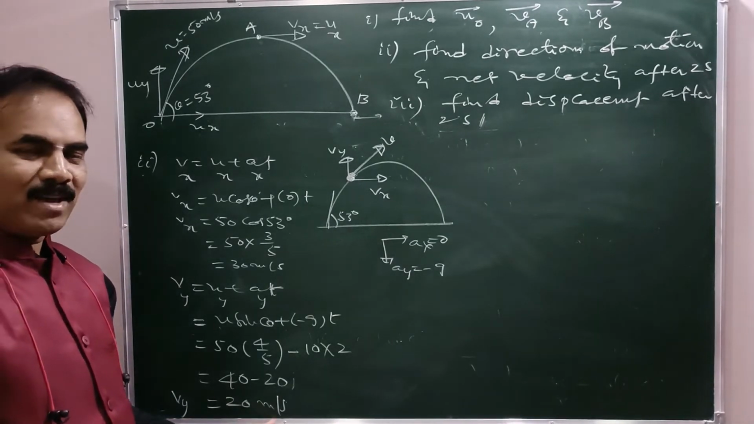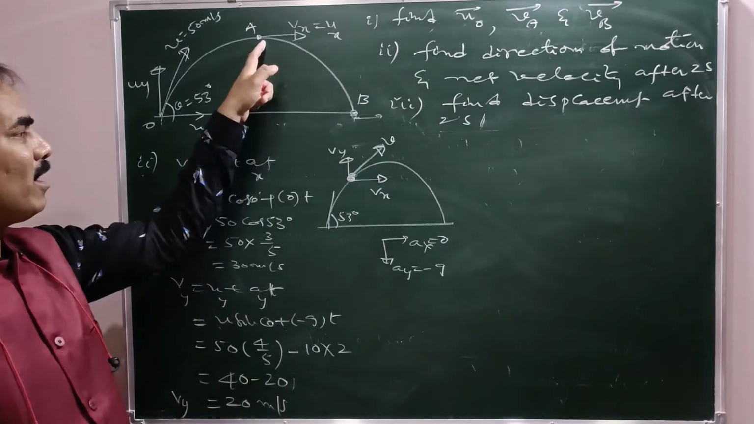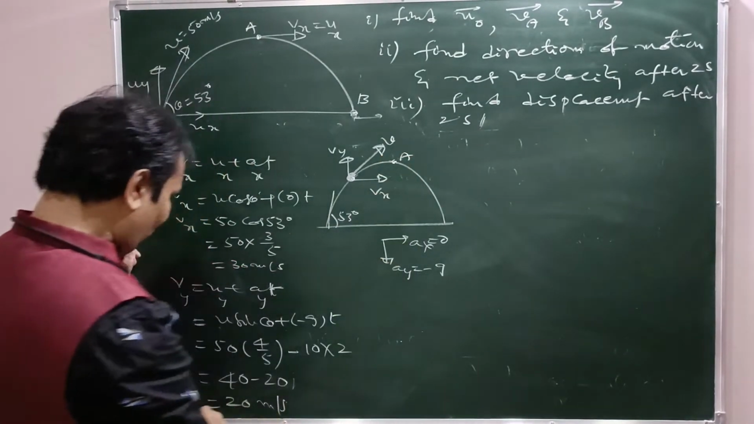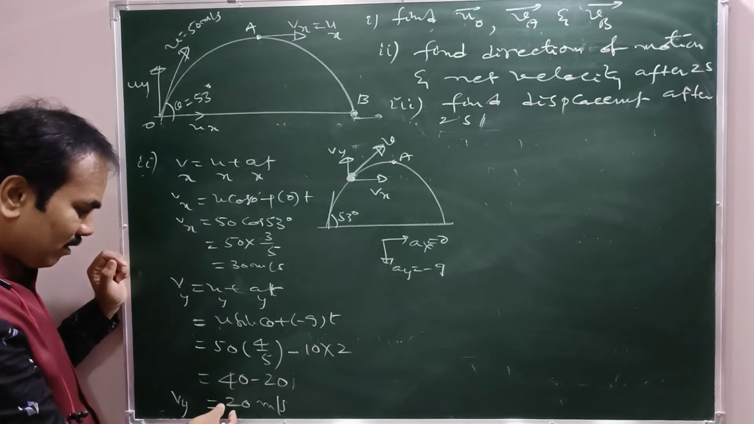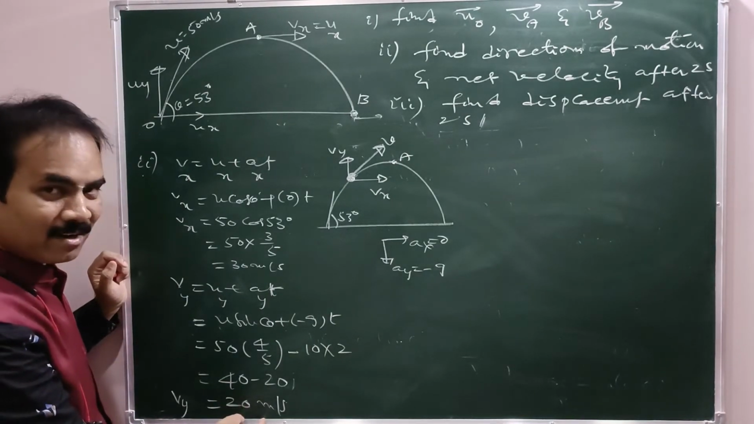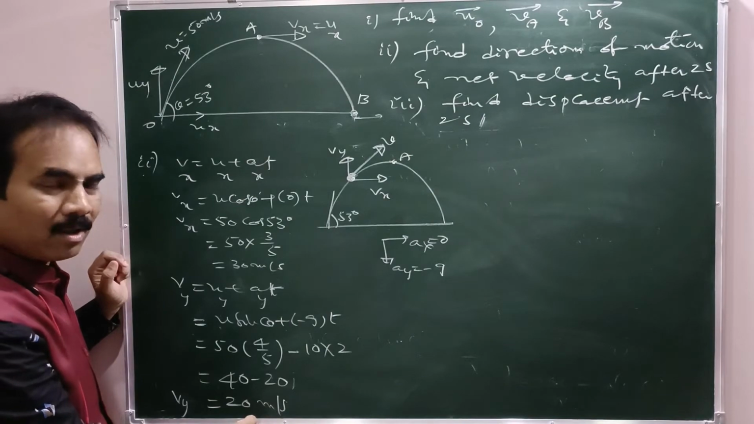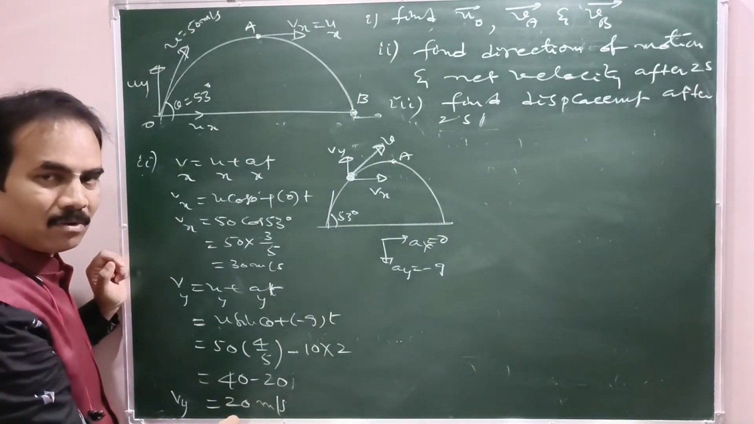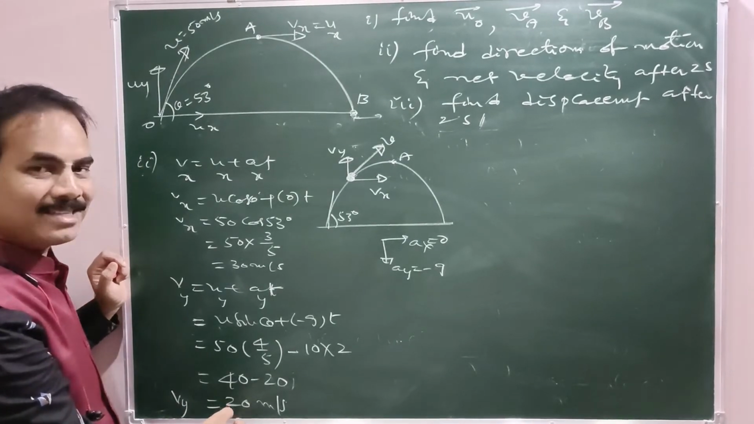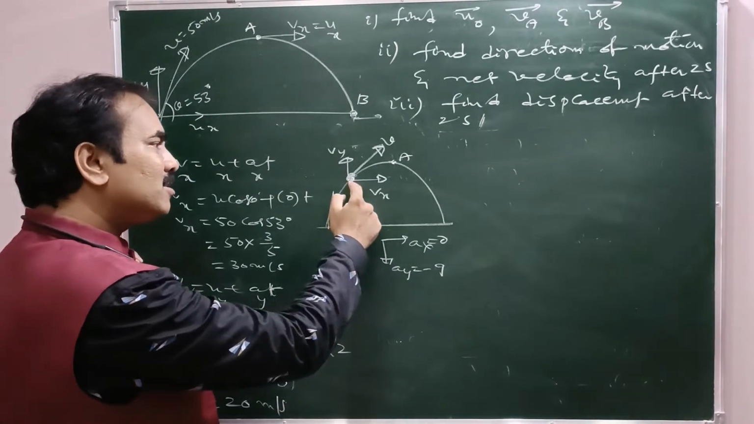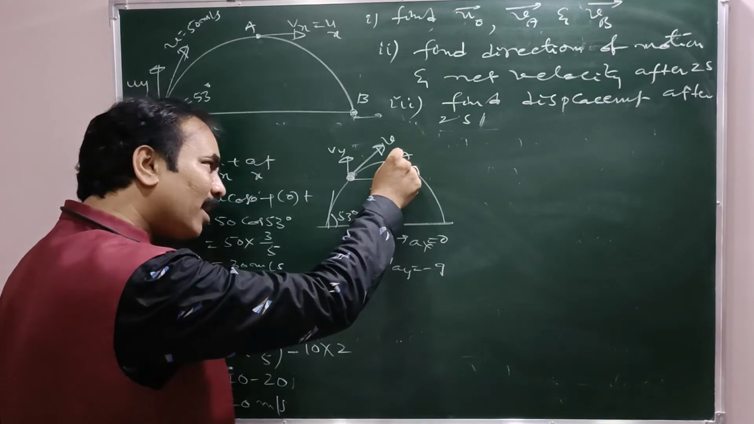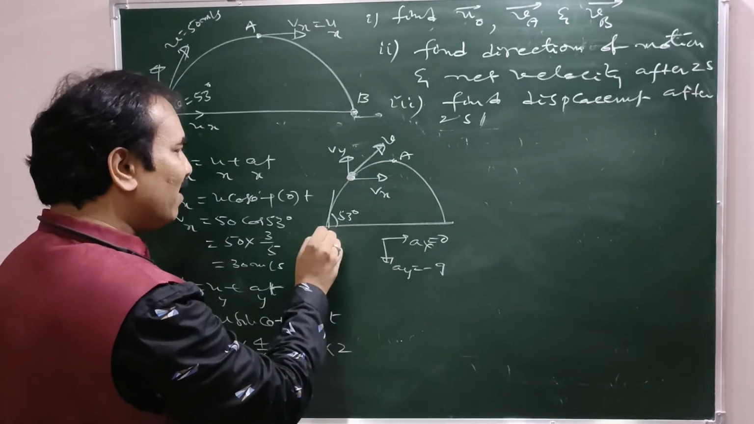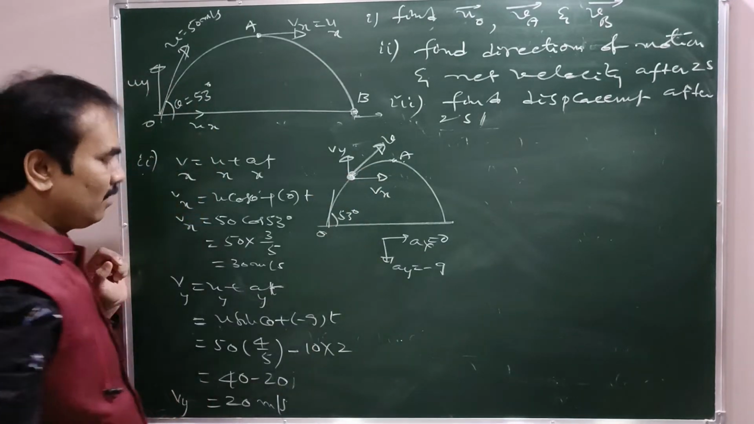Vy not equal to 0 means it has not reached the highest point. Vy still has some value, that is 20 meters per second. If it is 0, it reaches the highest point. So as it is non-zero for Vy, the particle has still not reached the highest point. So it lies somewhere between O and A, somewhere here, right?